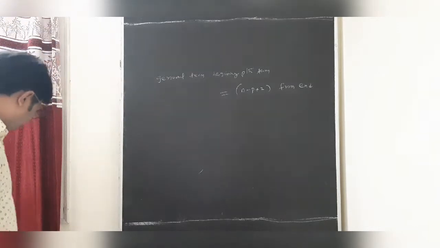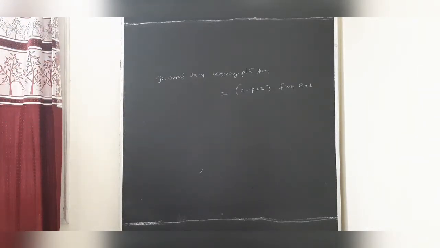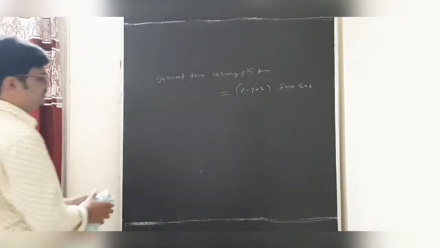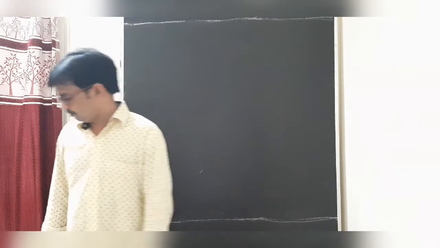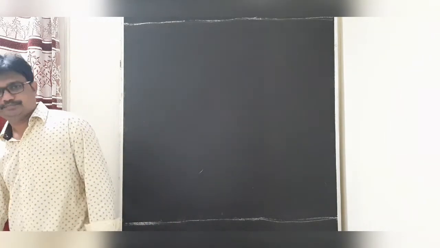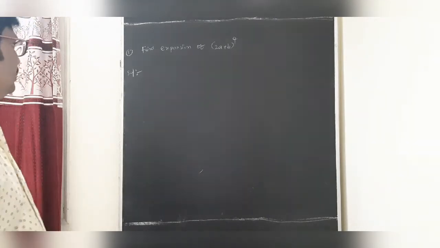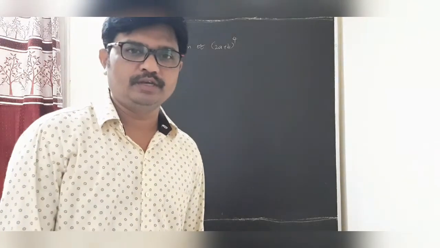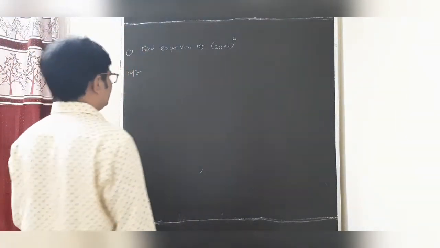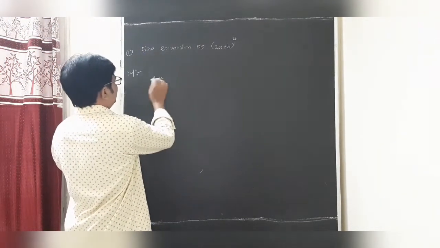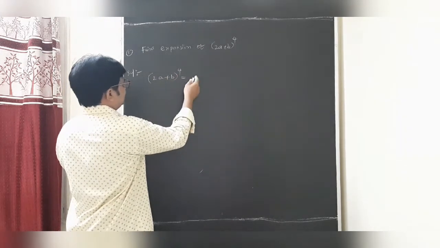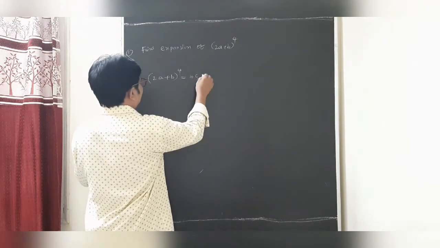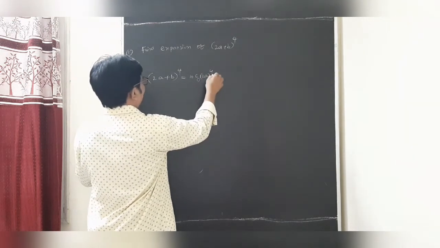Okay students, right now we have to find the expansion. After that we will also find the general term from the beginning and from the end. My dear students, find the expansion of (2a plus b) whole power 4. How to find it? First we take (2a plus b) whole power 4. First we can write 4C0 (2a) power 4.